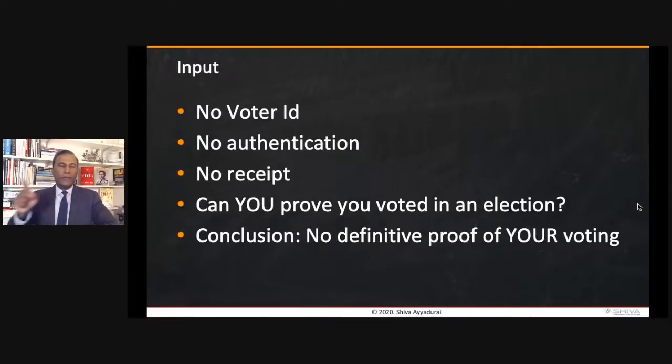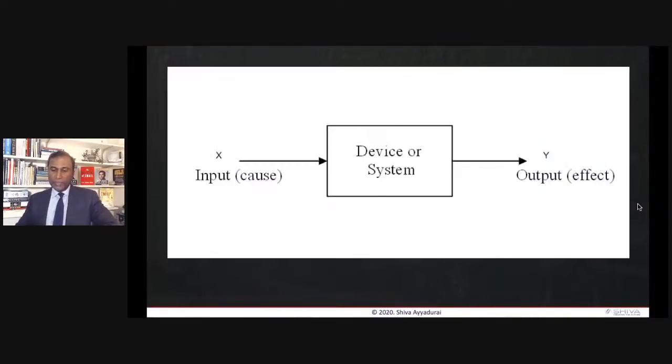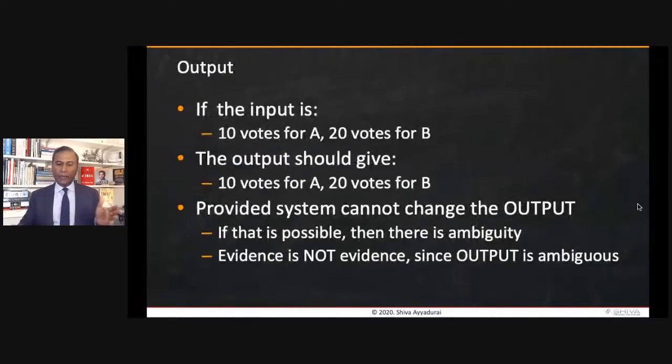None of you, if any of you voted in the primaries in Massachusetts or elsewhere on September 1, can prove to me or any court of law that it was in fact you who went and voted. So to begin with, there's no definitive proof of your voting. So we have ambiguity right there on the input. Now let's go into understanding the output.